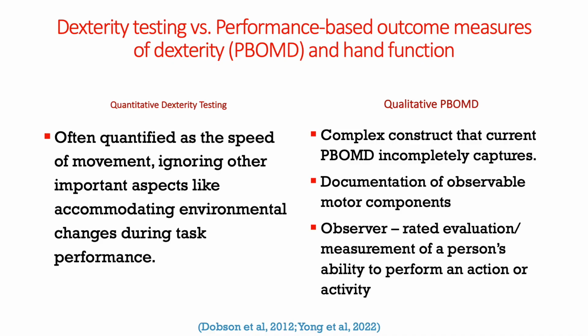Recently, our Canadian colleagues analyzed the hand function and dexterity tests and separated them into 2 categories and added another criteria for hand function or dexterity test selection. Performance-based outcome measures of dexterity adds observable quality of performance characteristic, providing a qualitative scoring system.